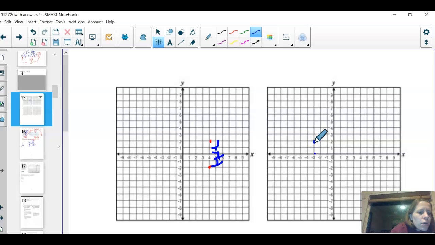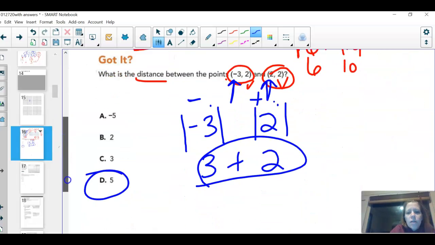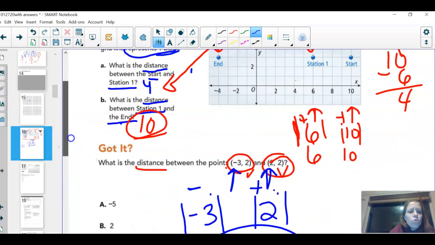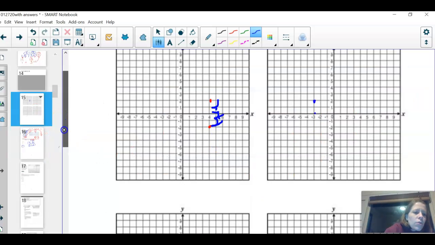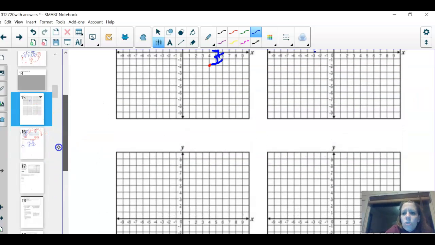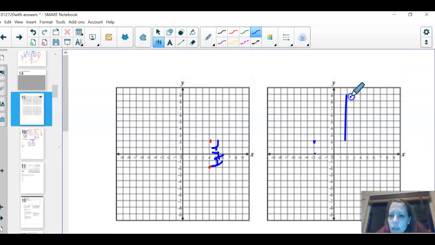Y mi segundo número, my second number is 2, 2. Okay, y entonces mi segundo número es 2, 2. Y entonces a la derecha 2 es arriba 2. Oh, lo siento. To the right 2 and up 2. And I'm going to count and check my work.